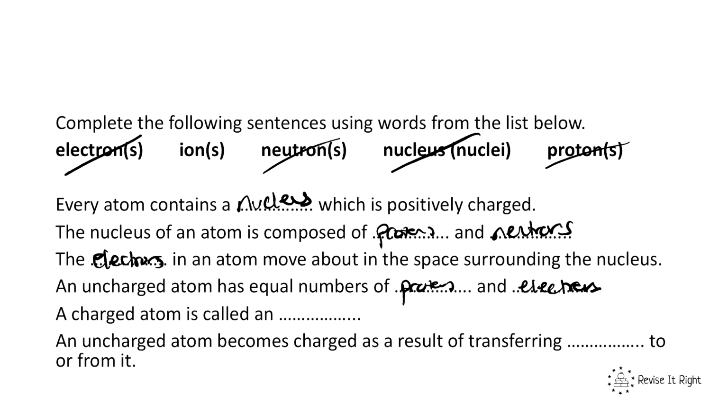A charged atom is called an ion, and an uncharged atom becomes charged as a result of transferring electrons to or from it. Remember we just said that static charge is caused by the movement of electrons. If it loses electrons, it becomes a positive static charge, and if it gains electrons, it becomes a negative static charge. And then these two will be electrostatically attracted to each other by a non-contact force because positive and negative attract. So we've now looked at static electricity.